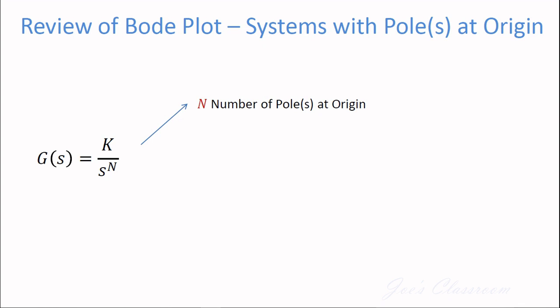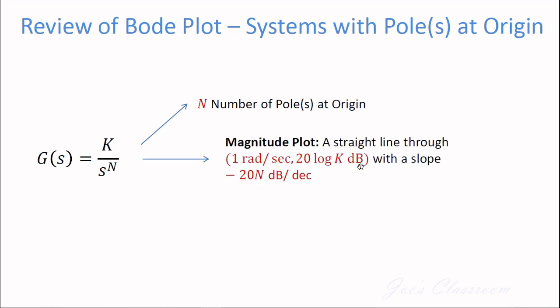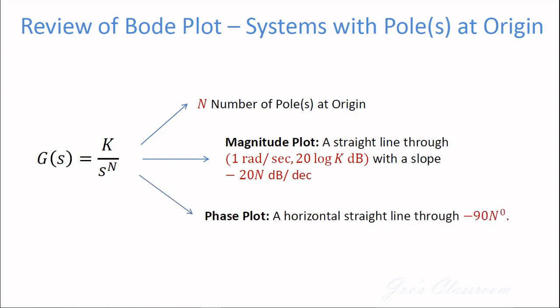In that case, the magnitude plot is a straight line and it will pass through 1, 20 log K, that is 1 radian per second and 20 log K decibels, and it will have a slope of minus n times 20 decibels per decade. And the phase plot is also a horizontal line, and it passes at minus n times 90 degrees. So both are straight lines.